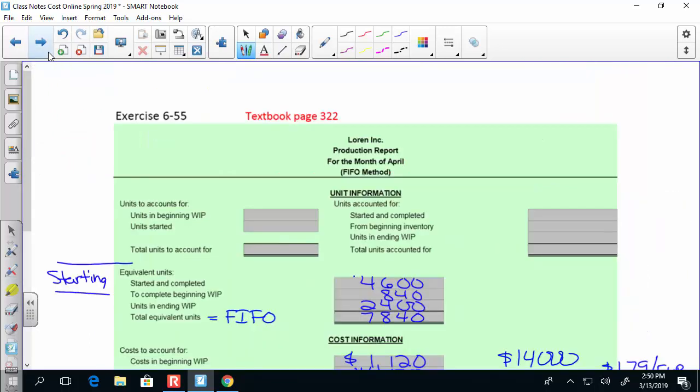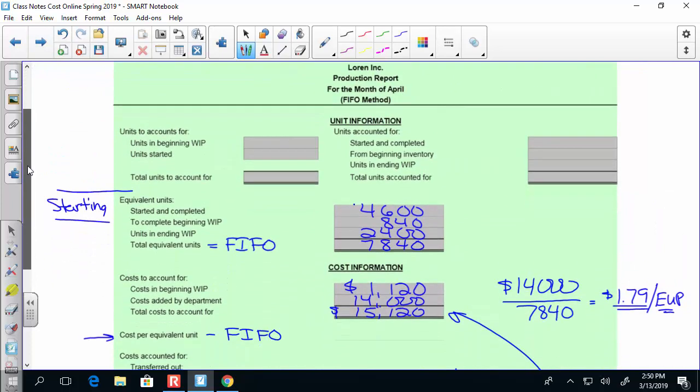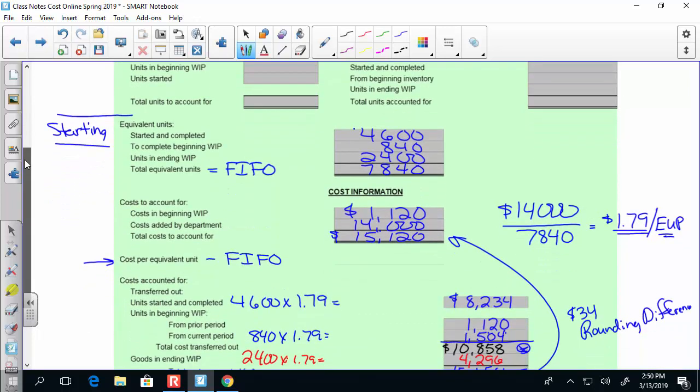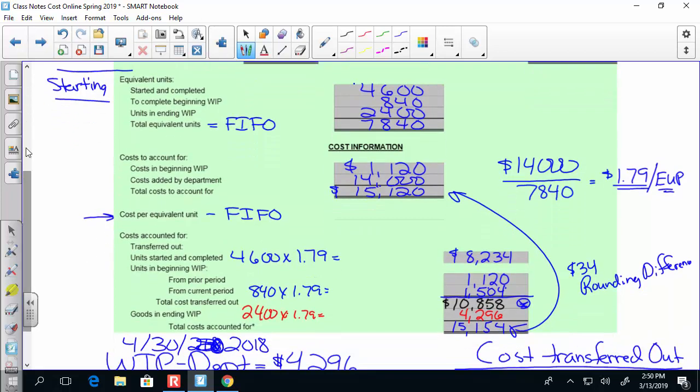If we switch gears here and do a FIFO problem, this was 55. Not enough information to do step 1, so I'm actually starting in step 2. They actually give us the equivalent units. It totaled 7,840. But remember, even though we have beginning cost under the FIFO method, we don't use it in our cost per equivalent unit.